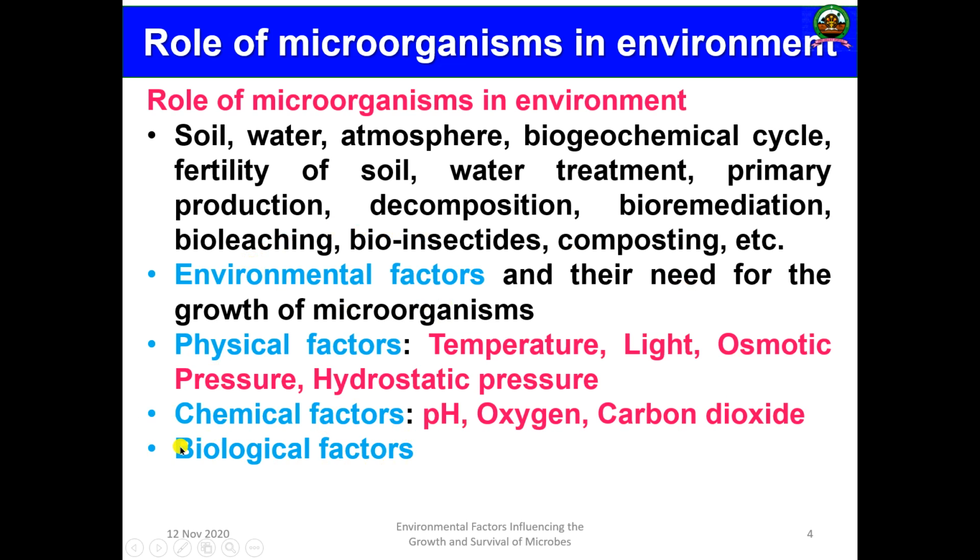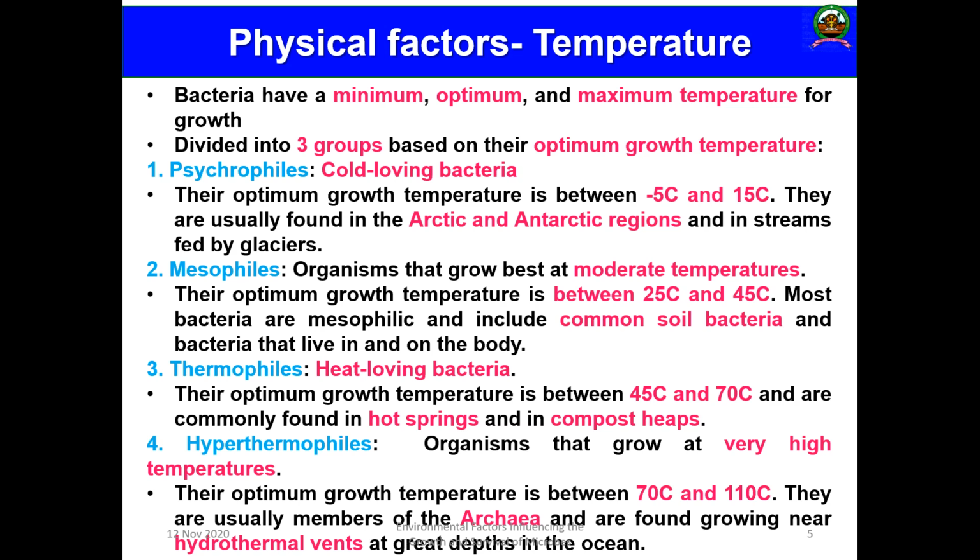Then microbiological factors, the presence of other organisms. So these play a major role for the organism. These are the major factors that are provided by the environment. Now we are going to discuss one by one. First one, physical factors. The first one is temperature.